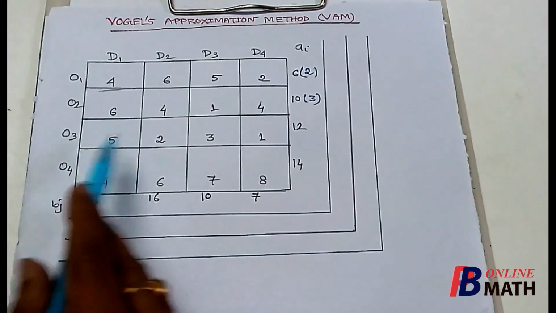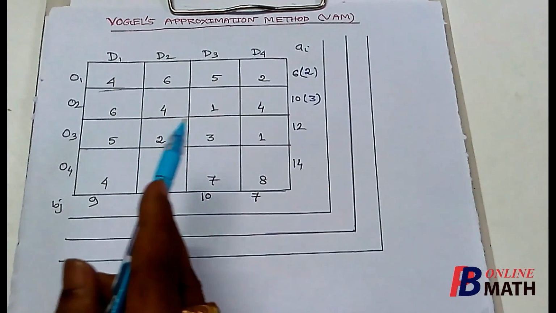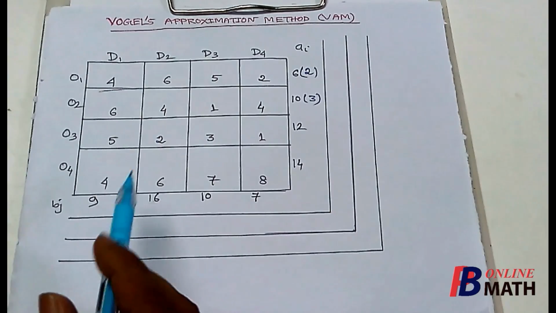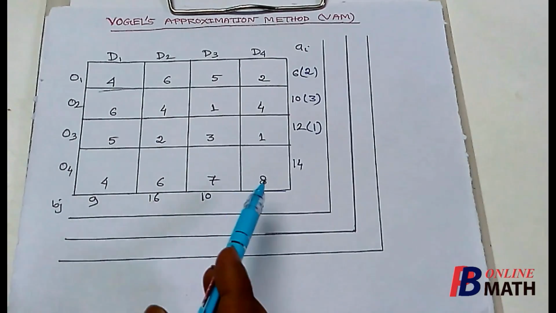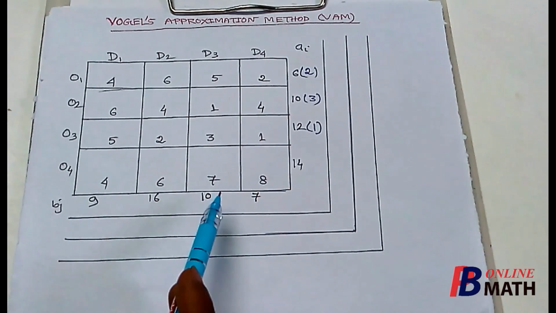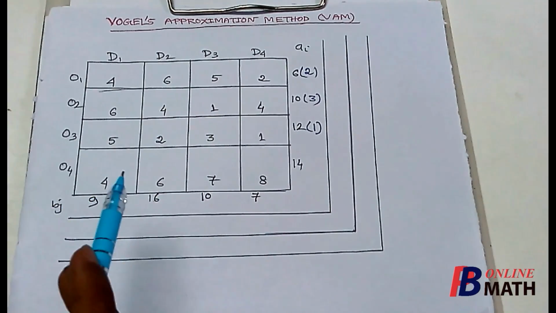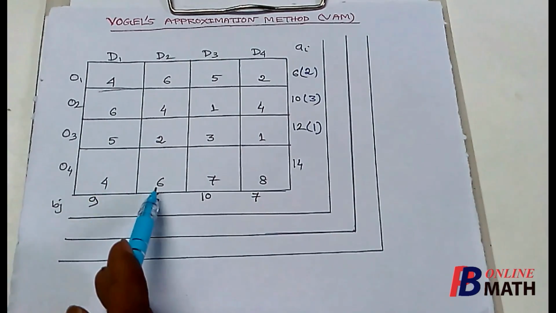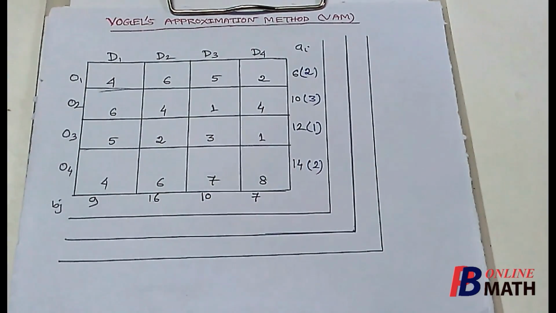Next we consider the third row, and from the third row we shall find the minimum cost and the next minimum cost. We find that the difference is 1, so we shall write this difference within a bracket beside this capacity. And if we consider the final row, then we find that the minimum cost is 4 and the next minimum cost is 6. So we shall write this difference, that is 6 minus 4, that is 2, within a bracket beside the capacity. So we have obtained the difference between the minimum cost and the next minimum cost for each row. Now we shall do the same for each column.